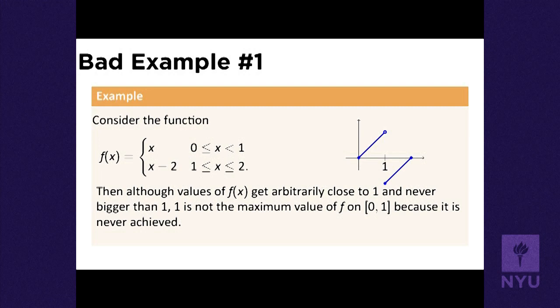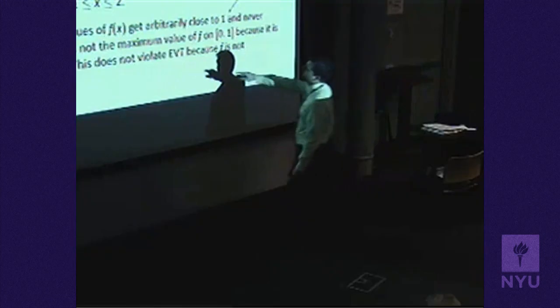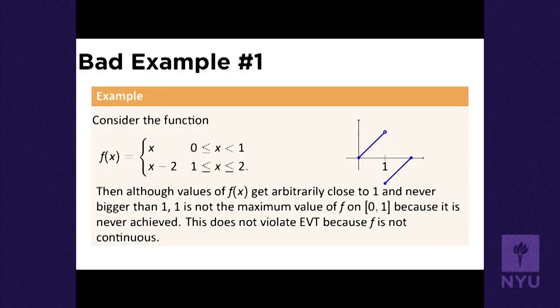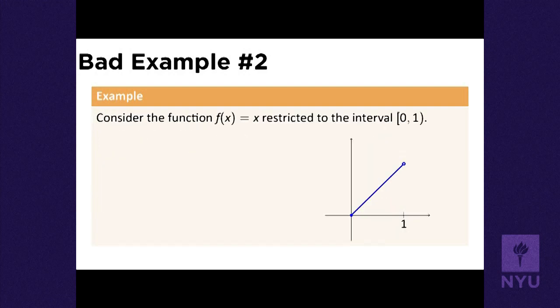Now, we just said that functions are supposed to achieve their extreme values. But why did this not happen? Well, this function's not continuous, and so as far as the extreme value theorem goes, it doesn't make a difference, right? The extreme value theorem only applies to functions which are continuous, and that's not continuous. Okay. This is why we need the continuity assumption, in order to assume that the function has an extreme value. So that's one example where the extreme value theorem doesn't work because you have not satisfied the hypothesis. Questions about this?